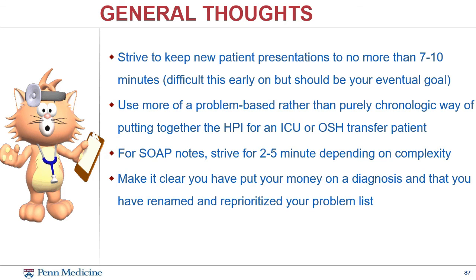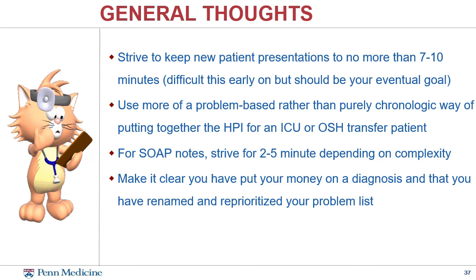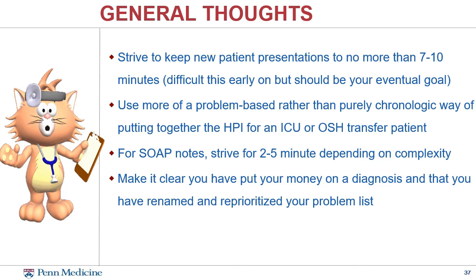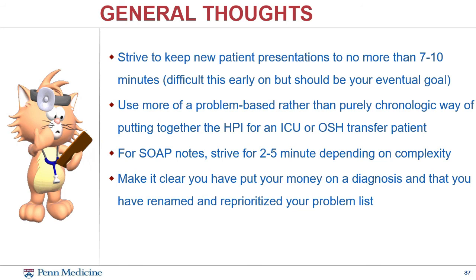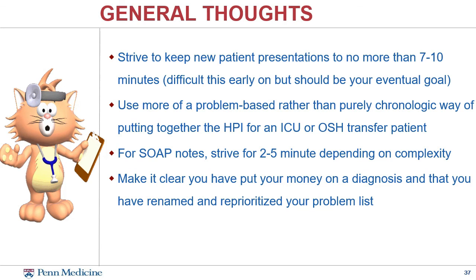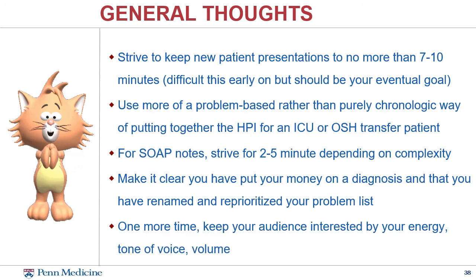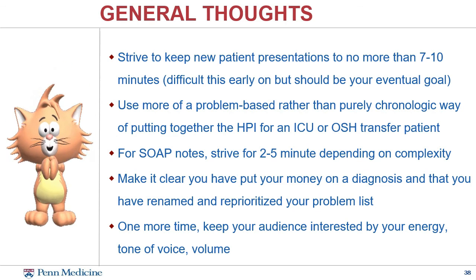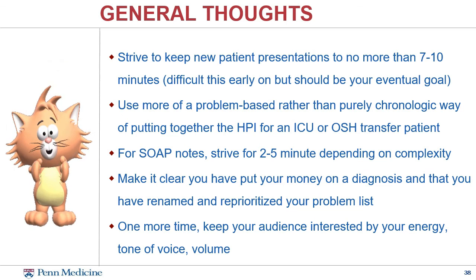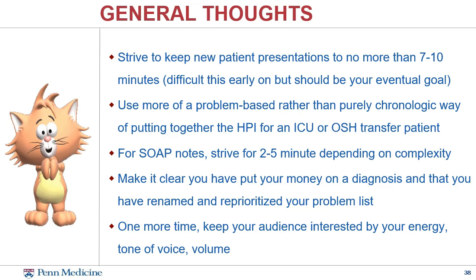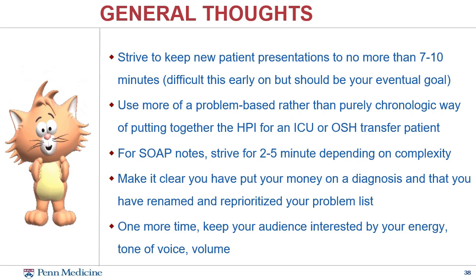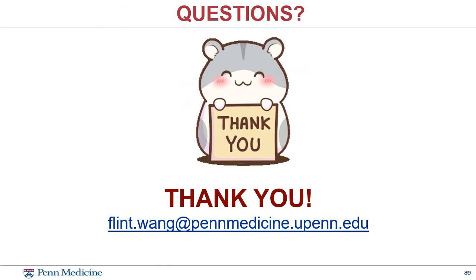Remember to use a more problem-based rather than purely chronologic-based way of putting together the HPI for most ICU or outside hospital transfer patients, not all. For SOAP notes, try to strive for 2 to 5 minutes depending on complexity, and make it clear that you put your money on a diagnosis and that you've renamed and reprioritized your problem list. And one more time, remember to keep your audience interested by your energy, tone of voice, and volume. I can't say enough how important that is because you are listening to 16 to 20 presentations in a 2.5-hour time span.